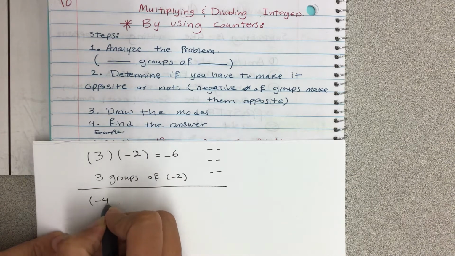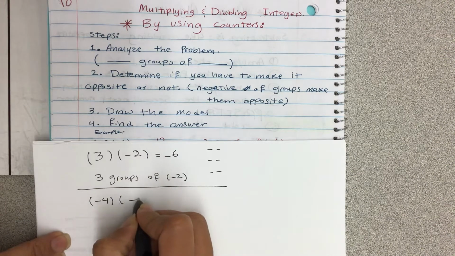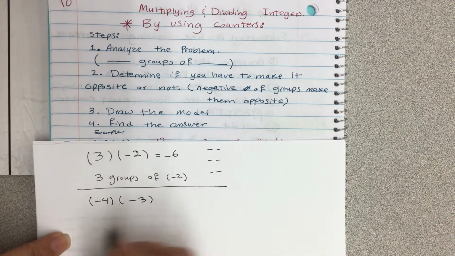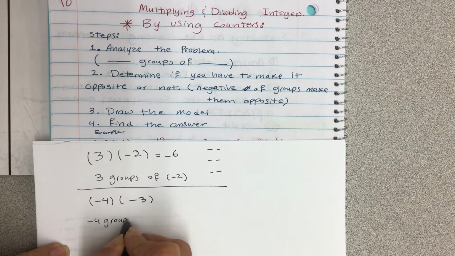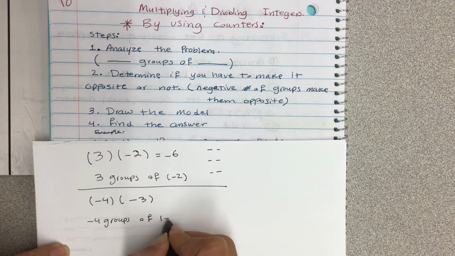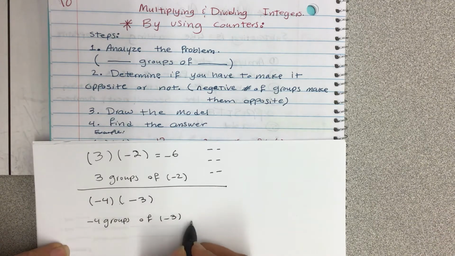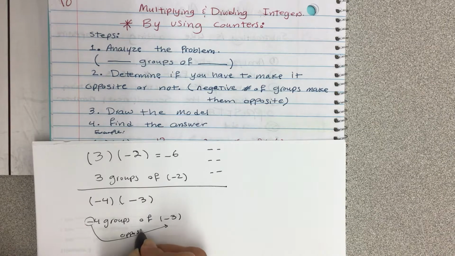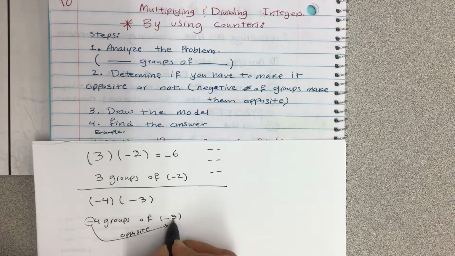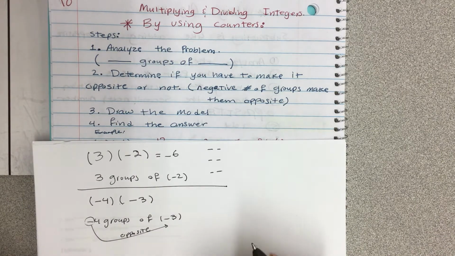Let's say here I have -4 times -3. If I want to translate it, it's going to be -4 groups of -3. I know how to make 4 groups of -3, but we don't have any negative number of groups, so this negative will be translated as the opposite of. So we are going to make the -3 opposite, which is +3.